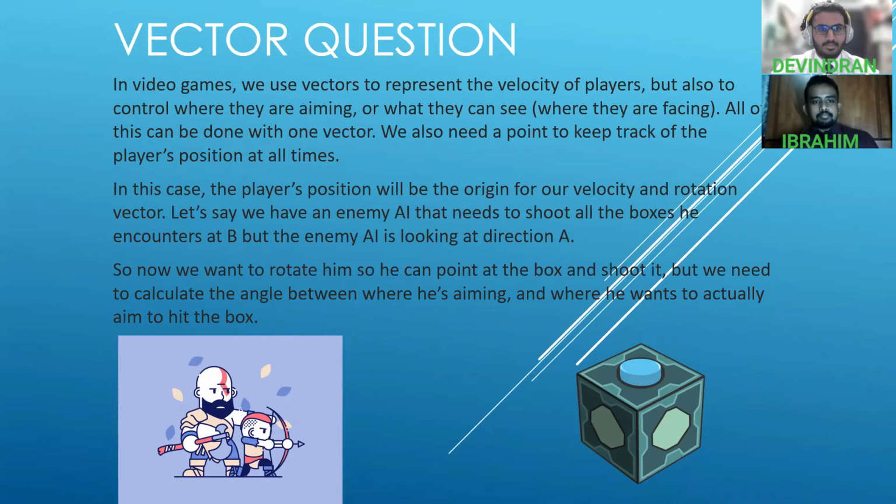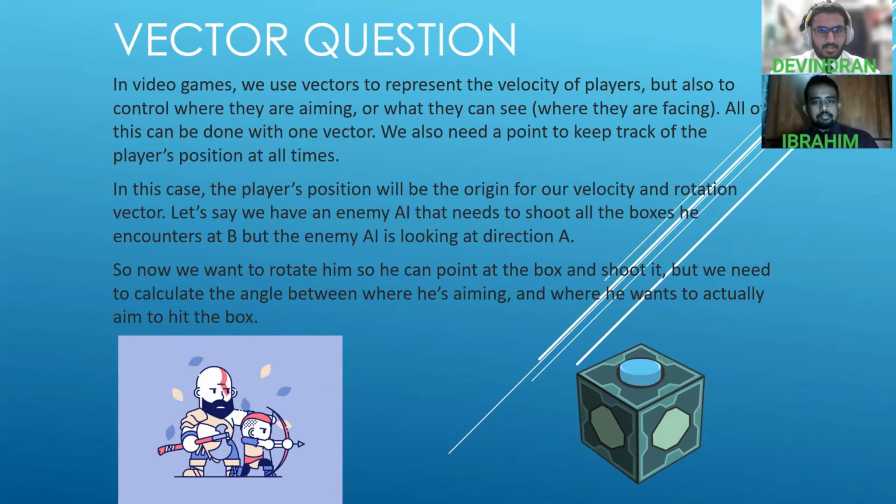In video games, we use vectors to represent the velocity of players, but also to control where they are aiming or what they can see or where they are facing. All of this can be done with one vector. We also need a point to keep track of the player's position at all times. In this case, the player's position will be the origin for our velocity and rotation vector.